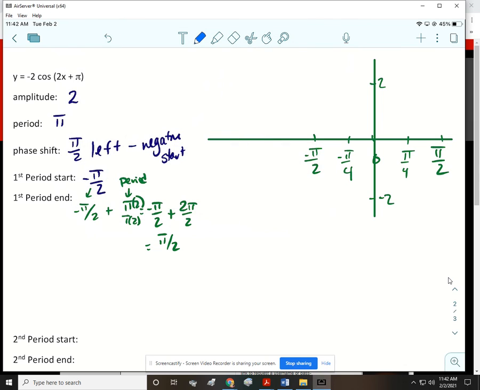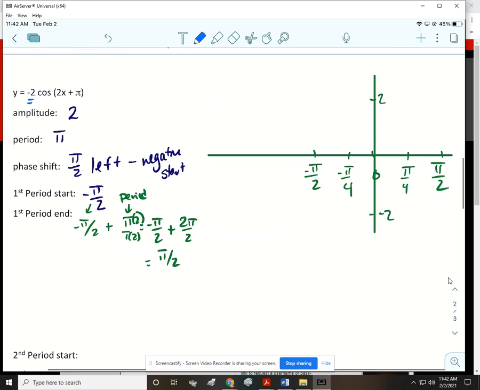For my graph, this is a special one because we have this negative in the front. So this one's going to be a reflection over the x-axis. So instead of starting up at the amplitude, we're going to start down. This is going to be an upside down cosine. Let's go all the way.